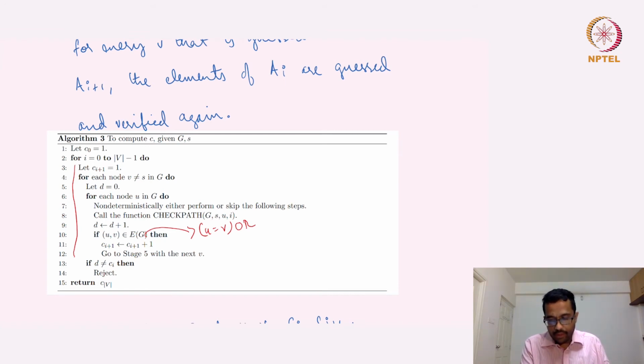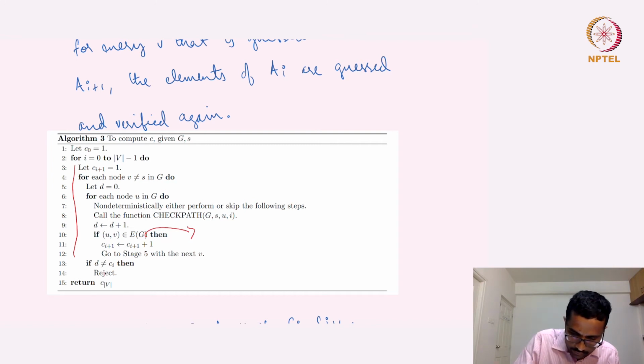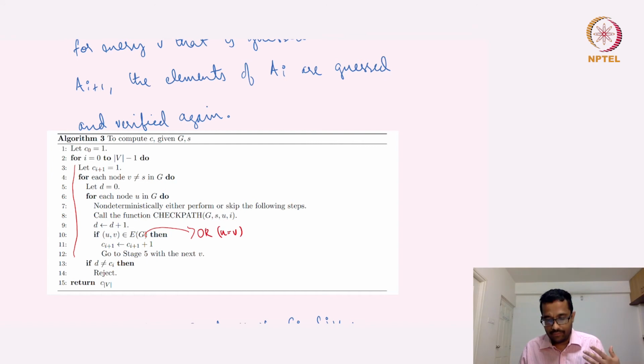At each point, whenever a U is found to be reachable from S in i steps, we check whether U has V as its out neighbor, or, there is a small typo here, U is equal to V. If one of these things happens, then we know that V is also reachable in i+1 steps.